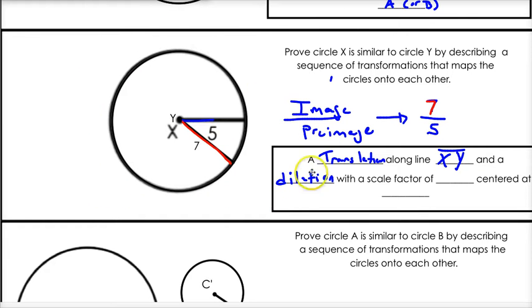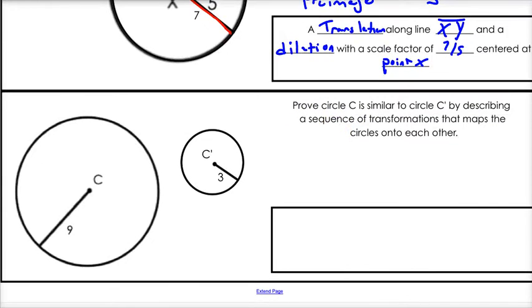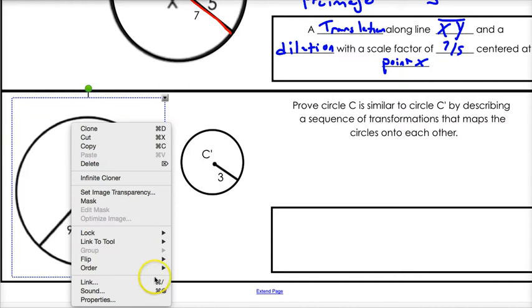Pretty cool. So first we did a translation along XY, and then a dilation with a scale factor of 7/5, centered at either X or Y. I'm going to say point X. Oh, let's try one more. So in this case, we're going to prove circle C is similar to C prime by describing a sequence of transformations that maps the circles onto each other. Well, in this case, circle C is our bigger guy. That's the big guy in this case.